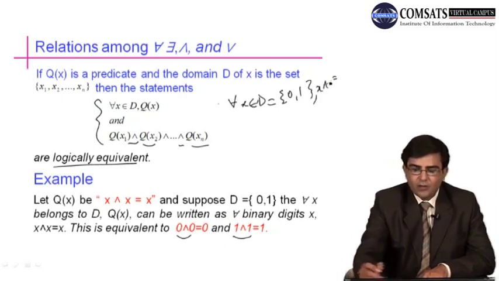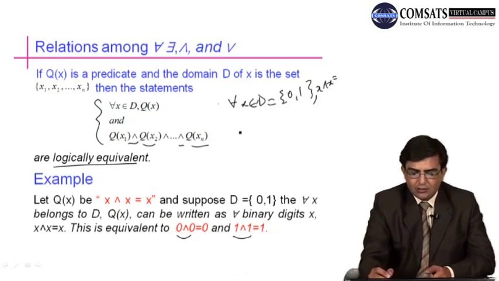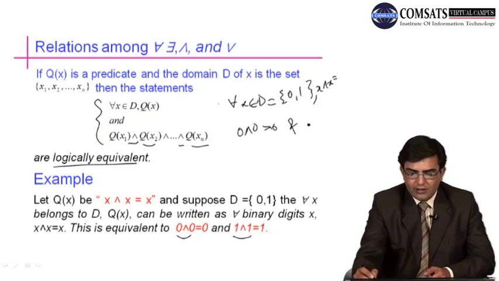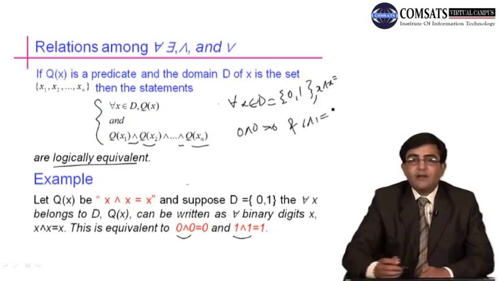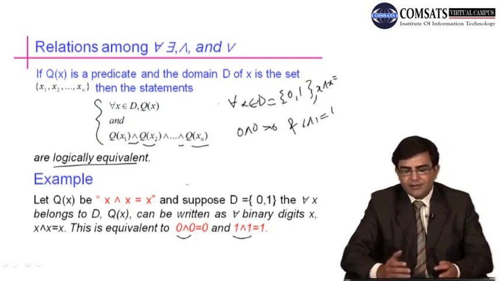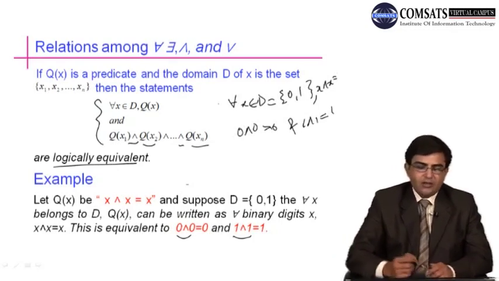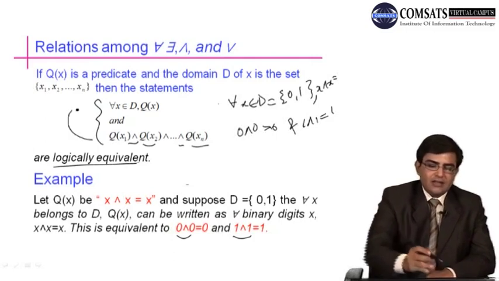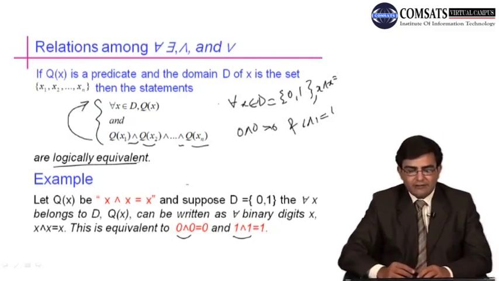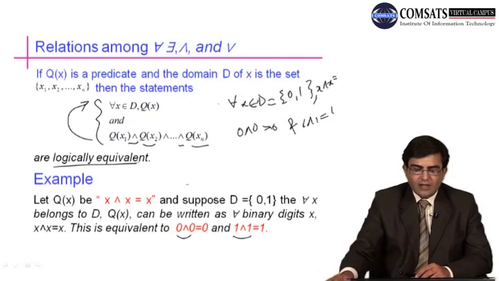Whether we write this or we write 0 and 0 is equal to 0 and 1 and 1 is equal to 1, both these two statements are equivalent. So instead of a conjunction between multiple statements, we can write them in short like this by using universal quantifiers.